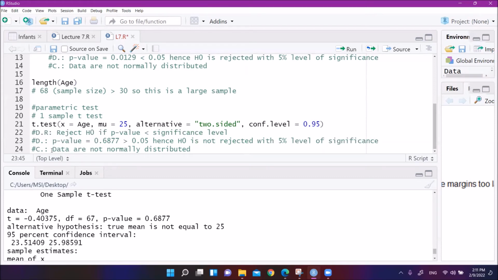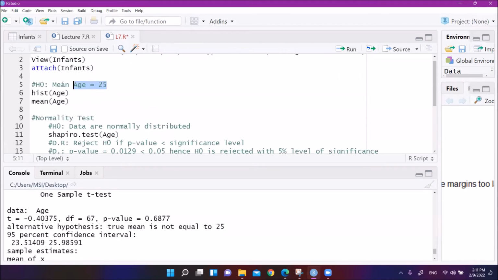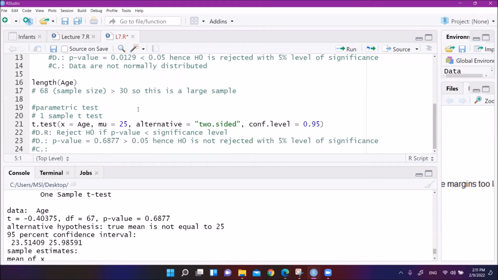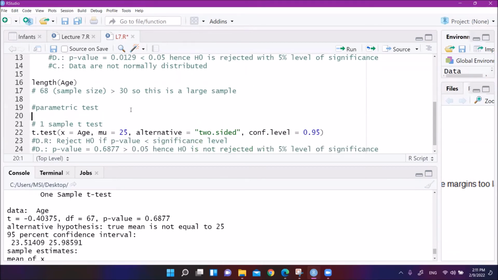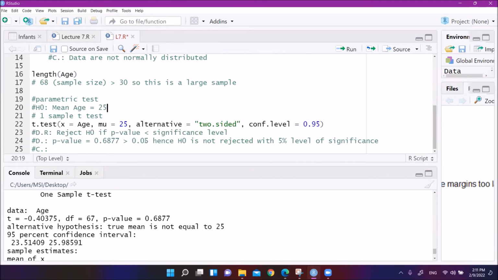Okay. So what is the conclusion? You always go with plain English language. What did we test here? We tested this one. So this is our H0, and it's not rejected. We do not have enough evidence to reject H0. So the conclusion is this one. That's how you write the conclusion.